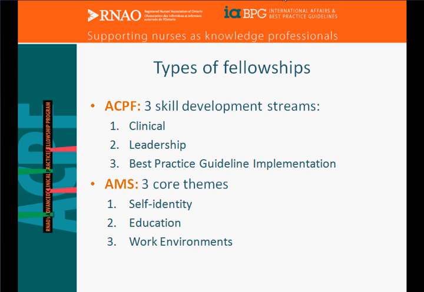So, as I mentioned, there are 4 types of fellowships, and this is addressed more in a previous webinar. But just to recap, within the ACPF fellowship, there are 3 skill development streams: the clinical, leadership, and best practice guideline implementation streams. And then our new fellowship, the AMS RNAO fellowship, has 3 core themes, and the applicant interested in the AMS fellowship chooses one of the core themes.